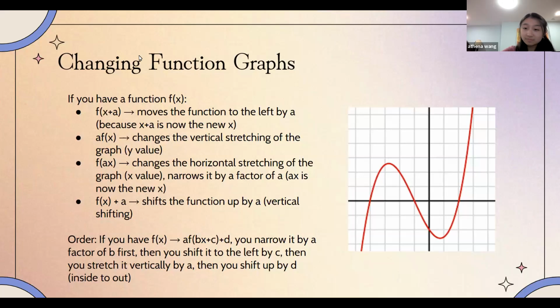This graph would become narrower. It would become more like that. Okay. If we have f of a times x, this horizontally stretches it. So this x value would kind of get larger.